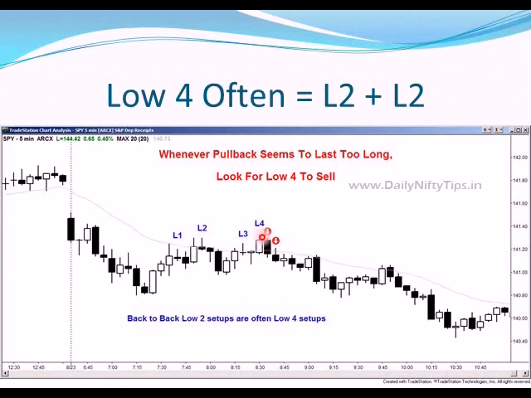You can short either below that bull bar or below the low of this bear bar if you want to treat it like a 2-bar reversal for a low 4 sell setup. So it's back-to-back low 2s. There's a low 1, low 2, and then a second low 1, low 2, or you can simply call it a low 4 sell setup.